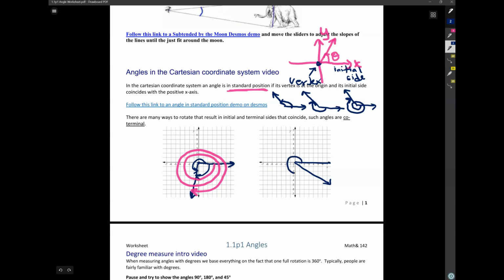Here's a positive angle that ends there. Here's a negative angle that ends there. Here's a big positive angle that ends there. Those are all three unique angles, but they are coterminal. Okay, I think that's all I've got for this one.